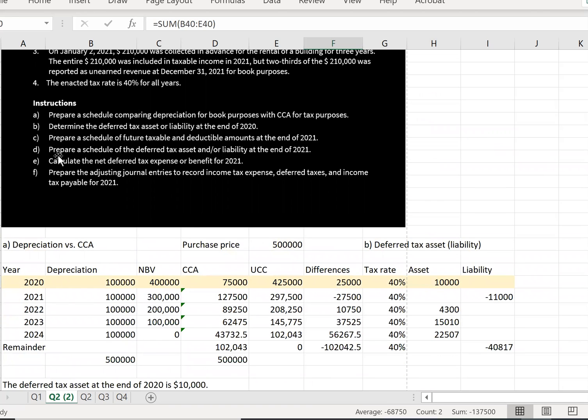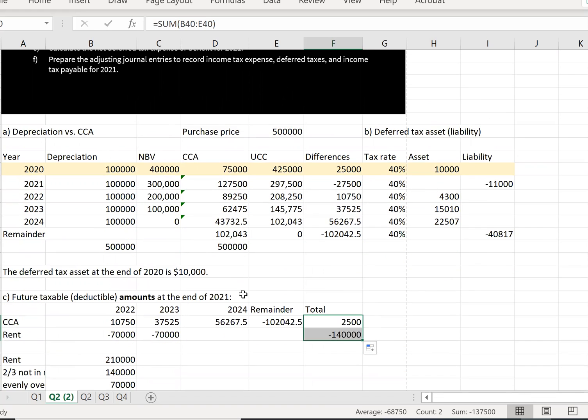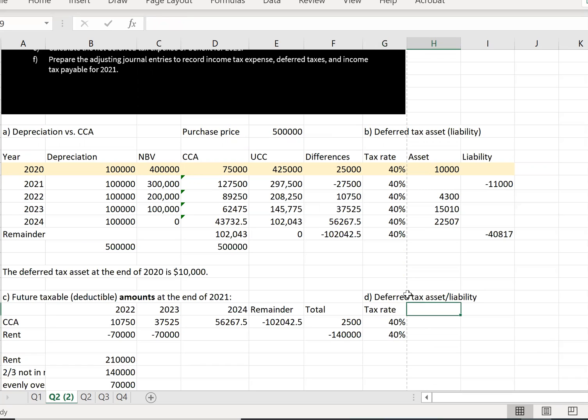So now let's look at D. Prepare a schedule of the deferred tax asset and or liability at the end of 2021. This is really the same idea of what we were doing above. So now we're going to put D up here. We're going to put deferred tax asset or liability. So we're going to put the tax rate, and it's 40% for each year. And then we are going to put asset and liability here, just like we did above.